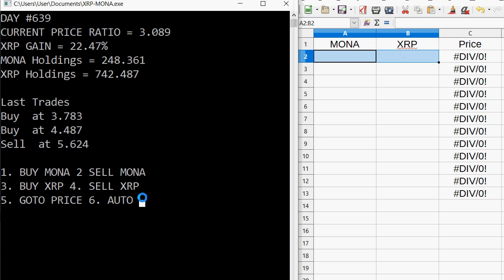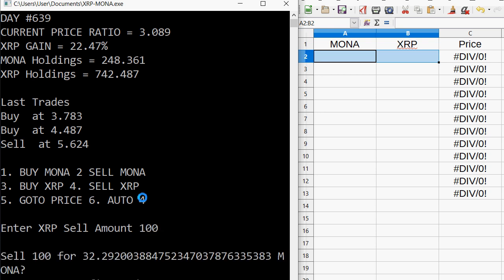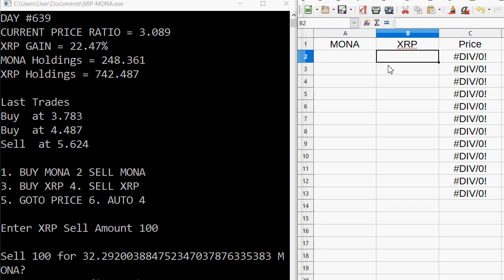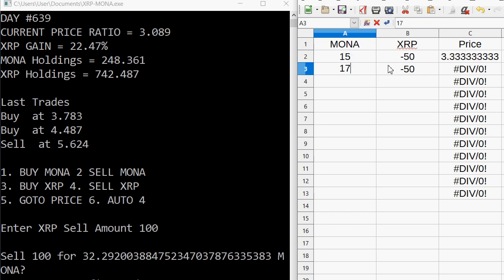And now it's a Ripple gain. So now we're doing the opposite end. So how many do we want to sell of the 74? Maybe we want to go like 100 or so. And I could put in 2 lots this way. I'd be doing the opposite end. Now we're making Ripple seeds to get the Mona. 32.29 is that number. So let's just say 15 and like 17 like that.